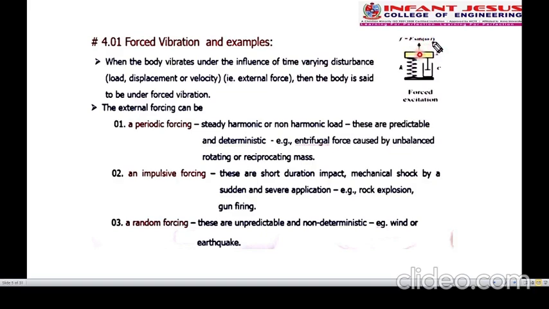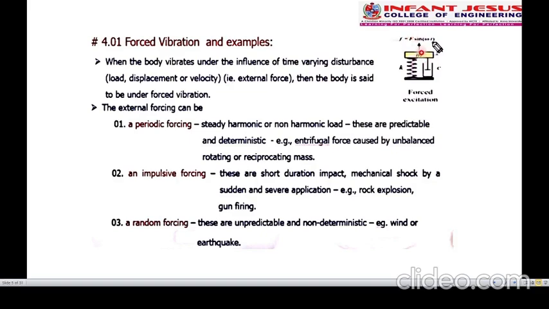So if we give an external force continuously, it will be in the form of a load, displacement, or velocity. Then there will be continuous vibration due to the external force. Then the body is said to be under forced vibration. Due to the influence of external force, it is called a forced vibration. The external force may be in the form of a load, displacement, movement, or velocity, a continuous movement with respect to time. So that is the forced vibration.